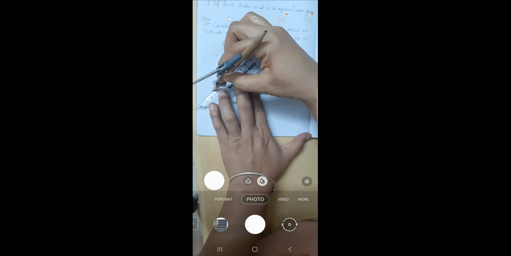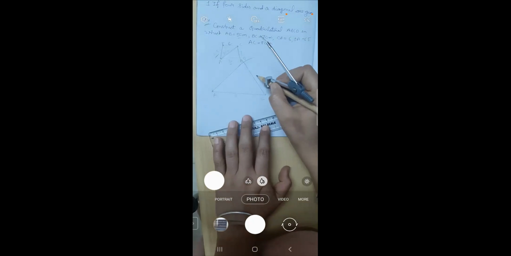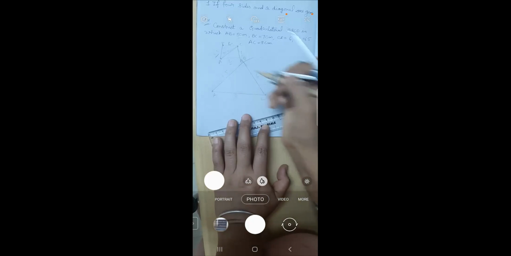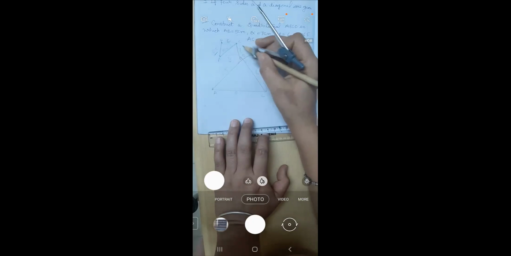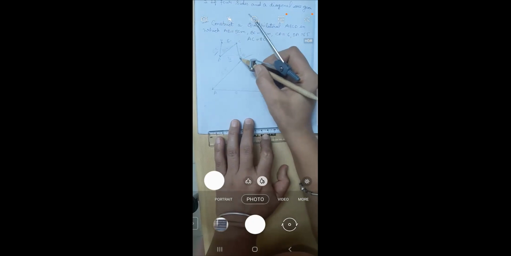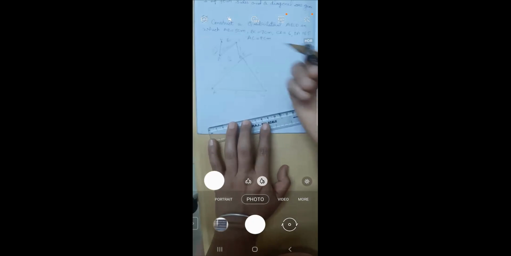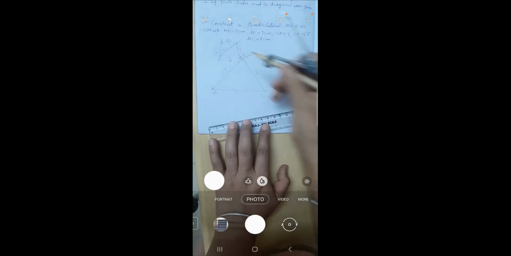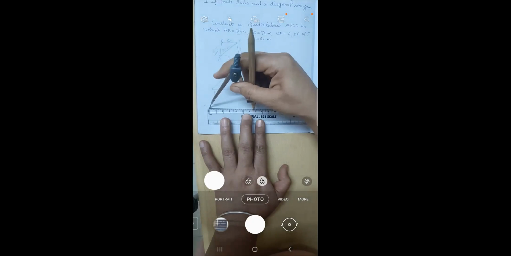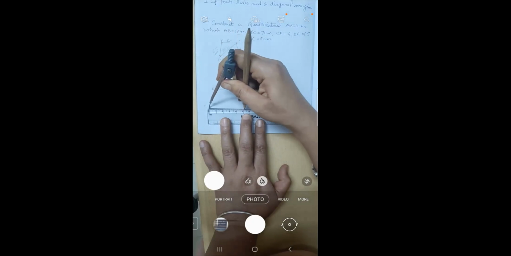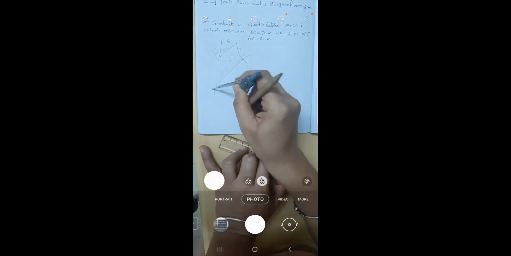Okay, C and A. This is 6, this is 6.5. So this upper portion is completed. Now for the lower part, from A, cut an arc at 5. Take the compass, open the compass for 5 centimeter, and cut a line from A.